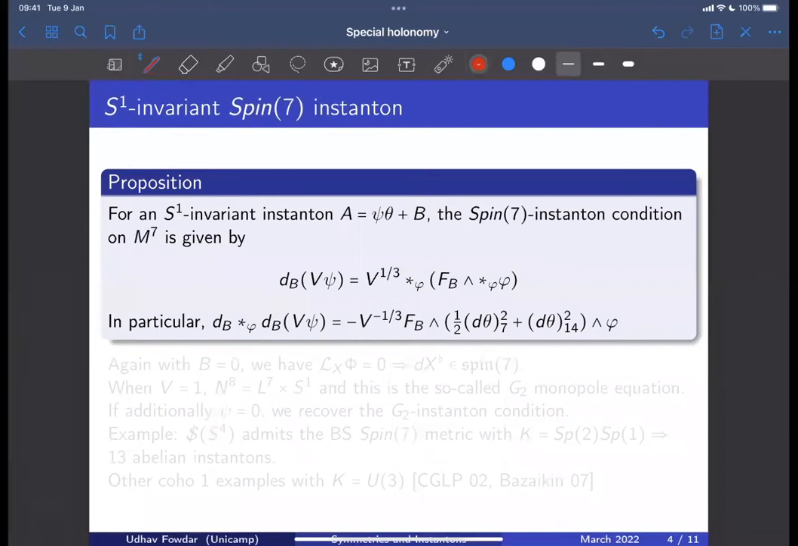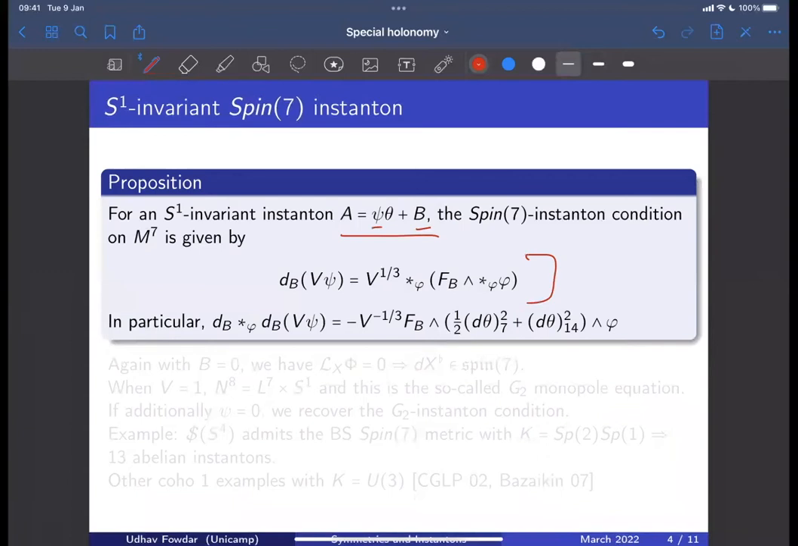So suppose we're given a connection form A, which is S1 invariant. Psi, as before, is a Higgs field, and B here is going to be an S1 invariant connection form, which will descend down to the quotient, so the 7 manifold. Then the Spin(7) instanton condition can be reformulated into this Bogomolny type equation, which is very similar to what we saw in the G2 case.